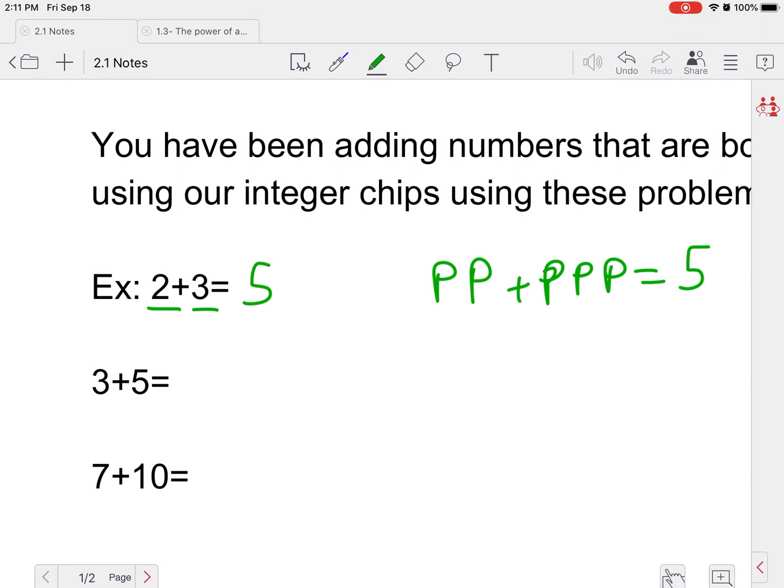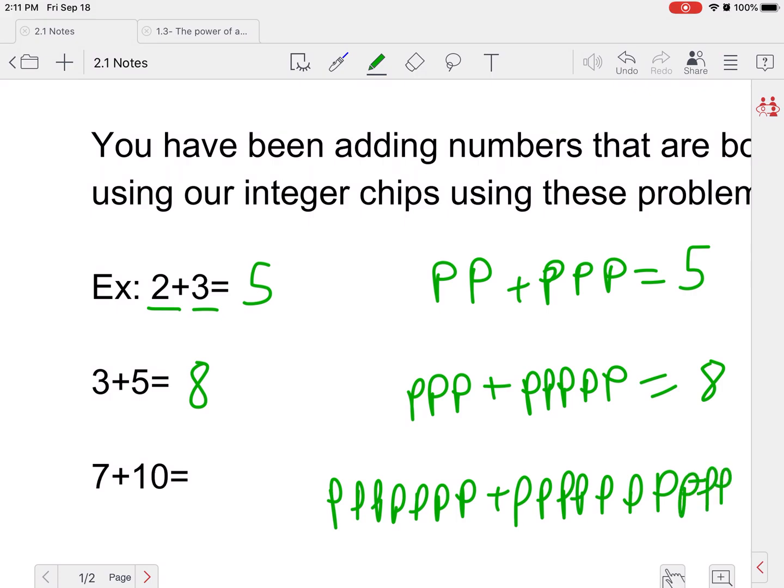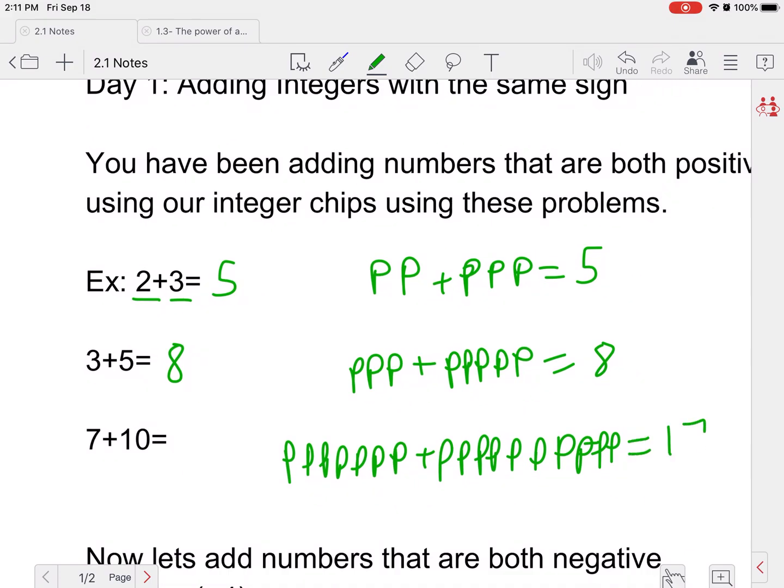Again, 3 plus 5 we know is 8. Same thing, I could write this with positives, 3 positives plus 5 positives. And if I count them, 1, 2, 3, 4, 5, 6, 7, 8, we get the number 8, just like what we had before. Same thing with 7 and 10. I could write 7 p's, 1, 2, 3, 4, 5, 6, 7, plus 10, 1, 2, 3, 4, 5, 6, 7, 8, 9, 10. And if I count them all, I would get 17.